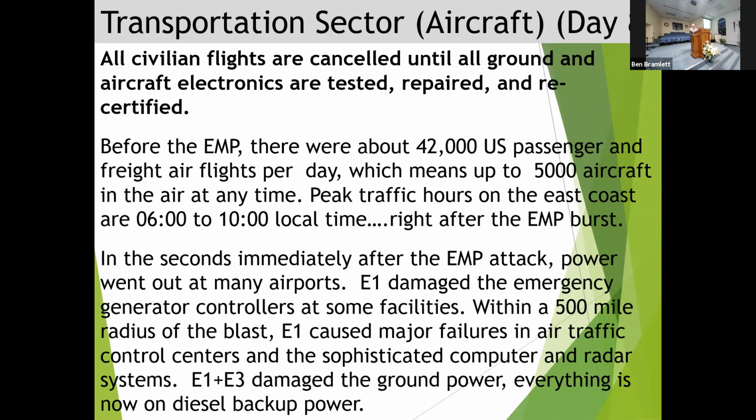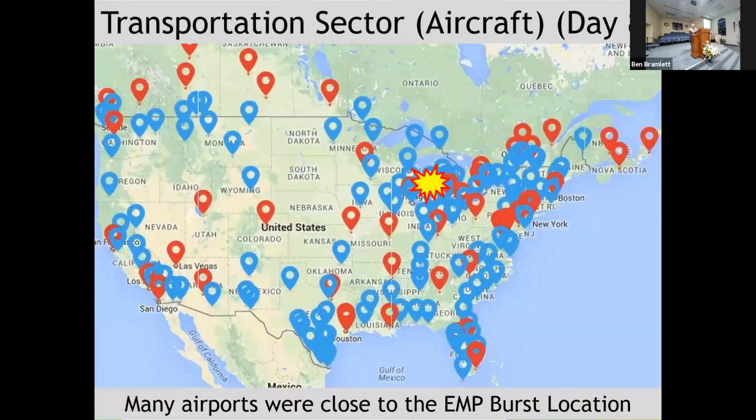So in the seconds after the EMP attack, basically you lose power in the airports. Within a 500-mile radius of the attack blast, you're talking about all of the control centers going down. This is a map of where the major airports are in the United States, and you can see the yellow blast in the middle of the page. Within 1,000 miles, there's probably 35 or 40 major airports.